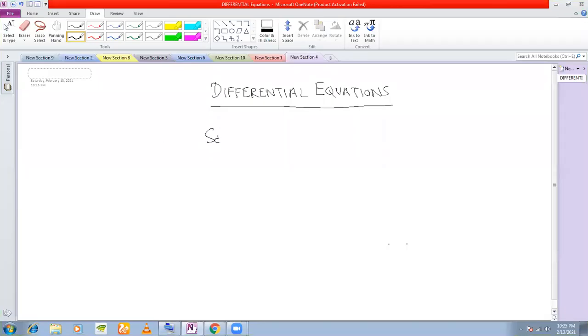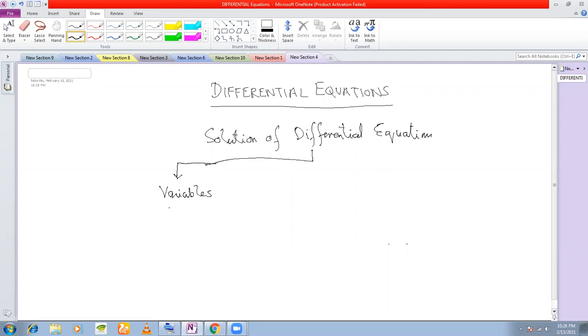In solution of differential equations, in the syllabus, you have three methods or three types of solution of differential equation. The first is in which variables are separable. Okay, this is one type. The second type is homogeneous differential equations.